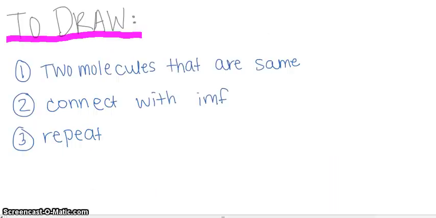So to draw a molecular solid, we'll follow these steps. First, draw two molecules of the substance. Second, connect the two molecules using an intermolecular force. And third, just repeat steps 1 and 2 to form a cube arrangement of the molecules.